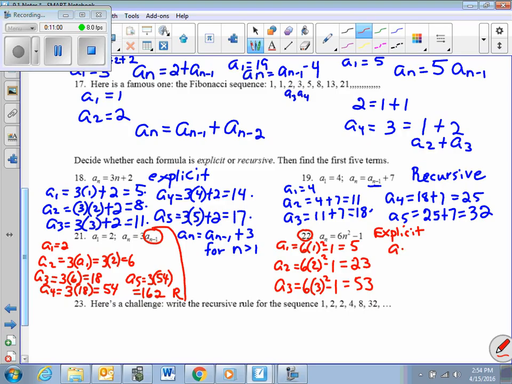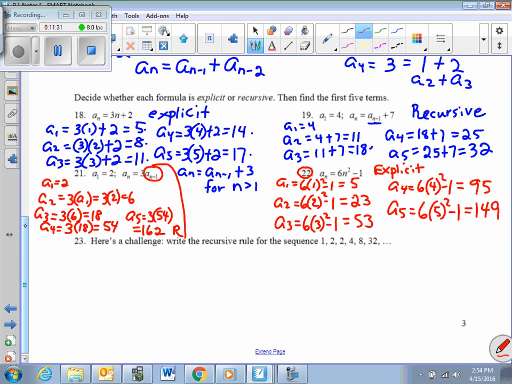A sub 4, 6 times 4 squared minus 1, which is 95. 96 minus 1, 95. And a sub 5 equals 6 times 5 squared minus 1. So 6 times 25, that'd be 150 minus 1. So I got 149 there. So you guys should be able to, at this point, find any term in any sequence, whether I give it to you as a recursive rule or as an explicit rule.